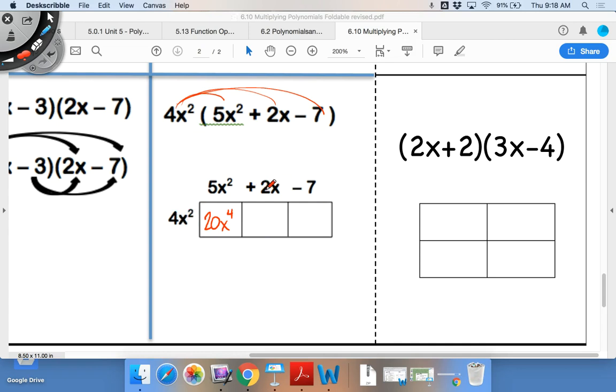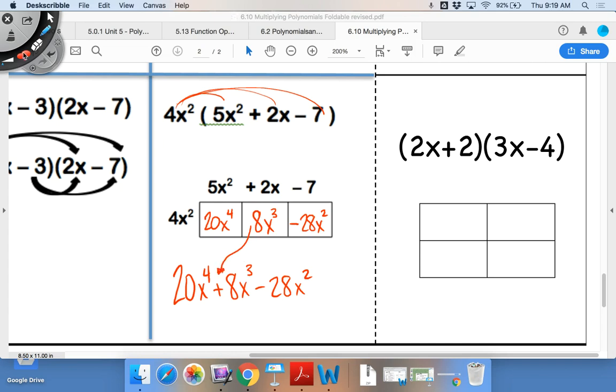Then 4x squared times 2x would be 8x to the third, or cubed. And then 4x squared times negative 7 would be negative 28x squared. This is just another way of seeing our final answer. We can't combine any of these terms, so it would be 20x to the 4 plus 8x cubed minus 28x squared. Here's my one word of caution if you go with the box method. You have to remember if there's not a sign, that means it's positive, and you have to remember to put that plus sign right there.